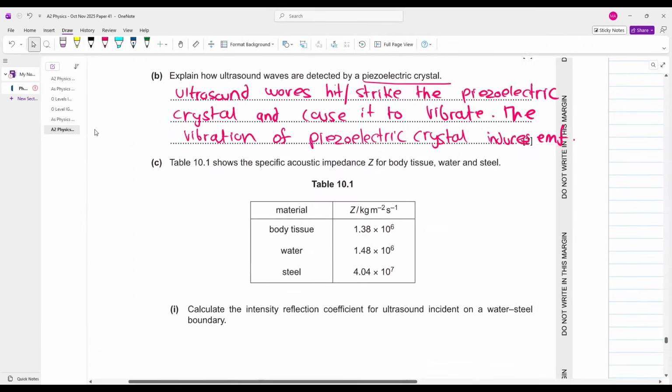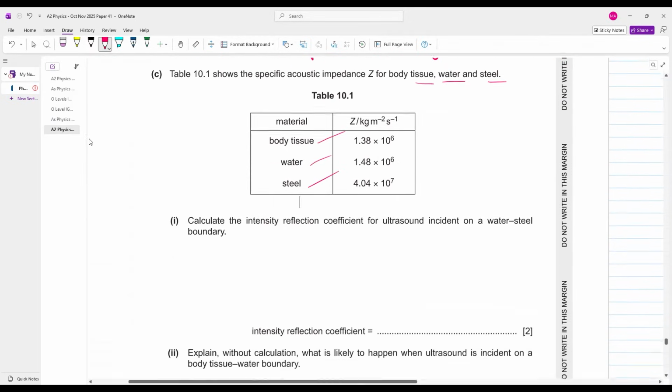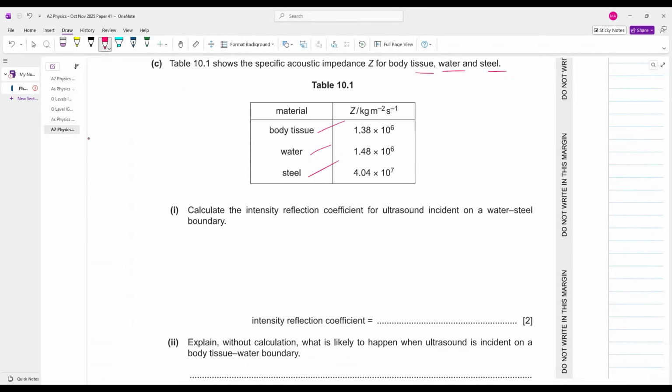Induces EMF. Okay. Table 10.1 shows the specific acoustic impedance for body tissue, water and steel. You have to calculate the intensity reflection coefficient for ultrasound incident on a water steel boundary. Let's say this is Z2 and this is Z1.